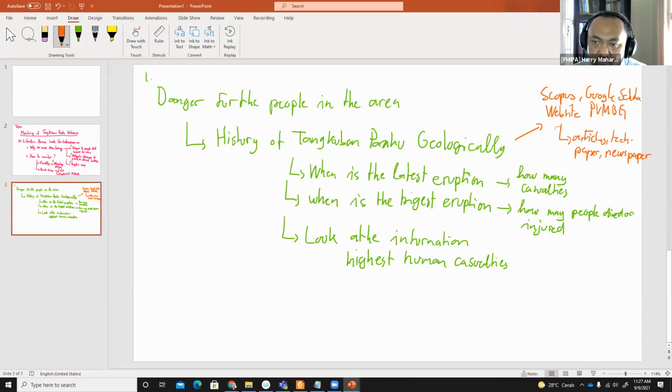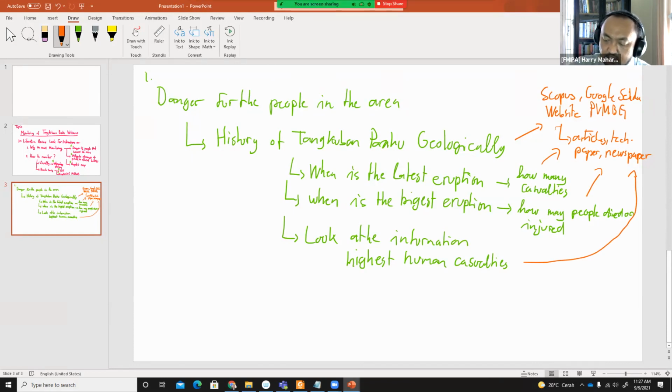Okay, it's also true for the next topics, or the next thing that we want to cover. For example, the information about the latest eruption, the biggest eruption, and then the highest human casualty, and so on, coming from this source as well. Example.